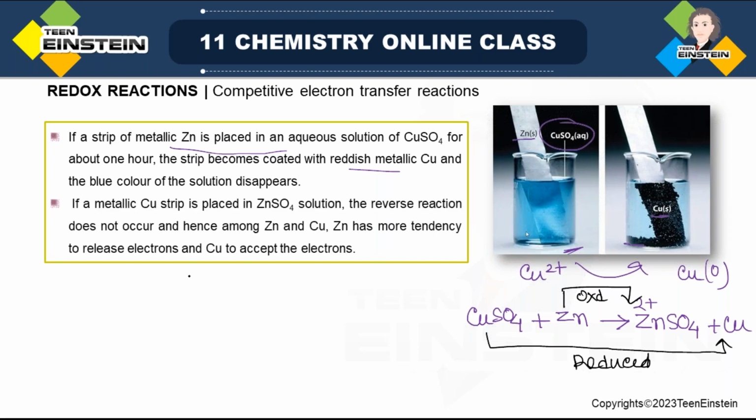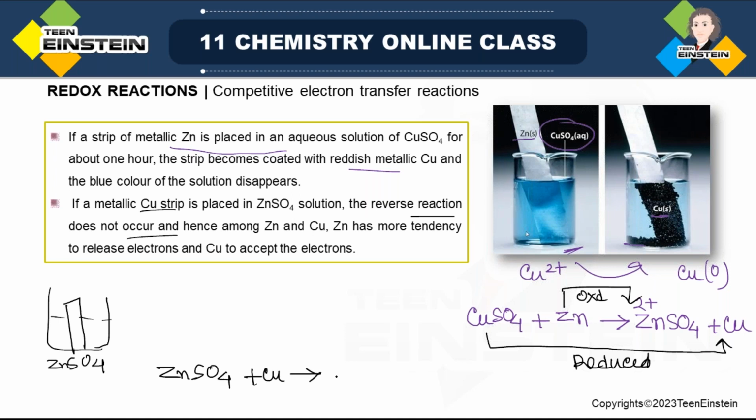Now if we do the reverse reaction, that is, if we take some zinc sulfate solution, and now we dip a copper strip, the reverse reaction does not occur. Reverse reaction means what type of reaction we are expecting? We are expecting that with ZnSO4 and copper, copper from the 0 state will be converted to Cu2+, which is present in copper sulfate, and zinc will be reduced to the 0 state. But this reaction is actually not happening. The forward reaction is actually occurring.